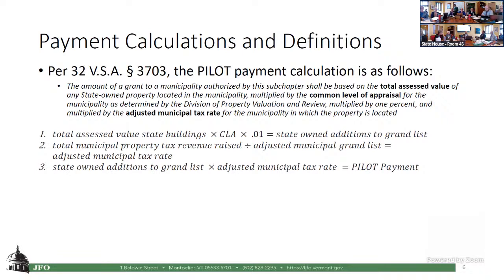The second piece is figuring out the adjusted municipal tax rate. That's looking at the total amount of tax revenue raised divided by the adjusted municipal grand list, which is the grand list plus your state-owned additions. And then taking those state-owned additions and multiplying them by the municipal tax rate gives you your PILOT payment. So this is basically trying to understand, if those state-owned buildings were operating like every other building within the municipal grand list, if they weren't exempt, how would your tax rates be figured and how much would the value of those buildings be as a part of that process?